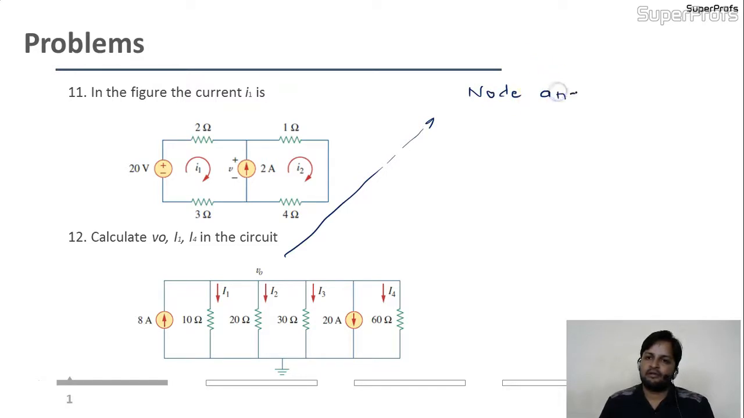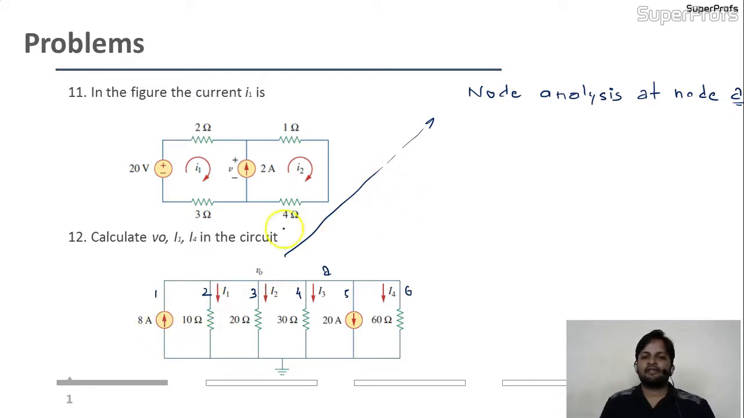Nodal analysis at node A. This is node A, suppose. Okay, fine. So how many branches are connected over there? 1, 2, 3, 4, 5, 6. 6 branches are connected at this node. It means 6 terms will be there in a single equation.